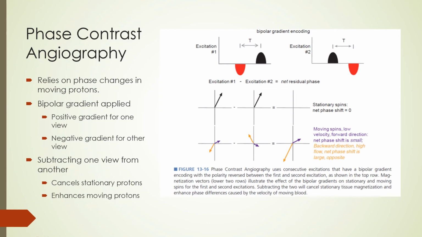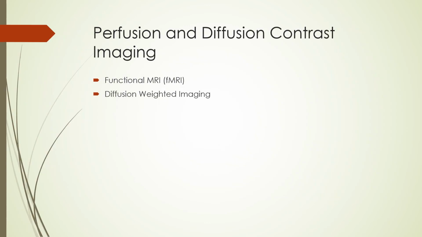By subtracting the second excitation from the first, we can cancel the magnetization from the stationary protons and enhance the magnetization from the moving protons. The illustration on this slide shows the process. On the next few slides, we shall learn about perfusion and diffusion contrast imaging.